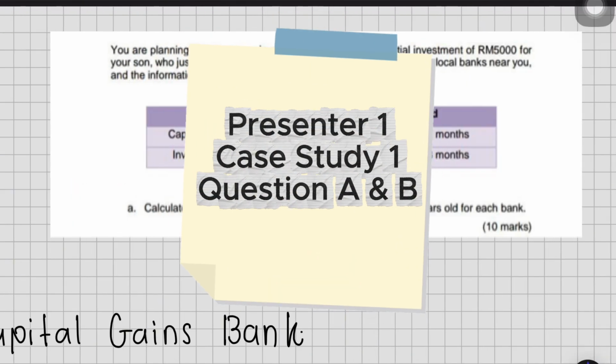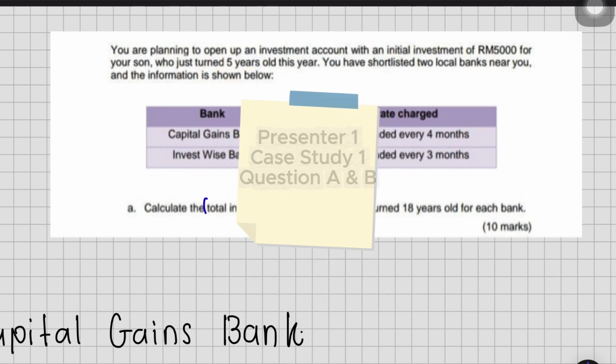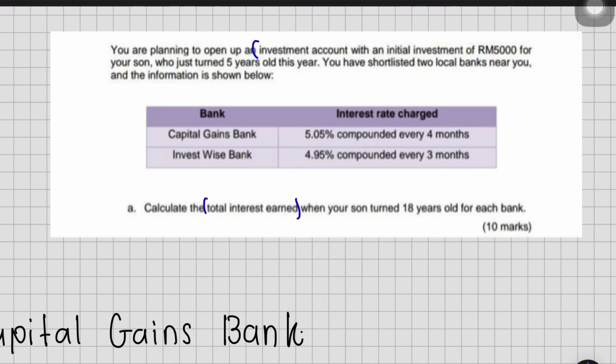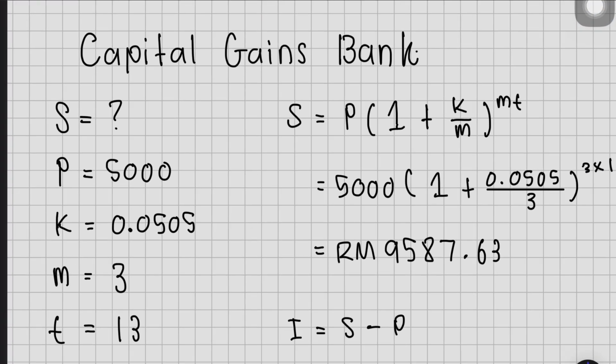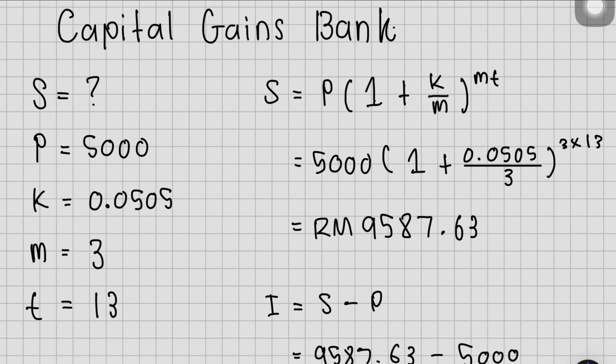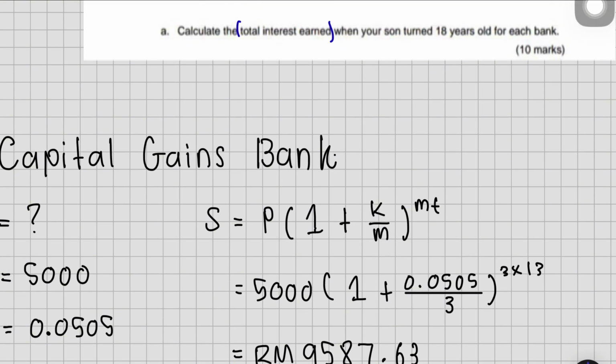Study 1, question A, we are required to find the total interest earned for our son's investment account. In this question, we are already given the initial investment of 5,000 ringgit, which we will refer to as P, and also the compound rate with the frequency of conversion for both Capital Gains Bank and InvestWise Bank. For that, we are required to find the future value first.